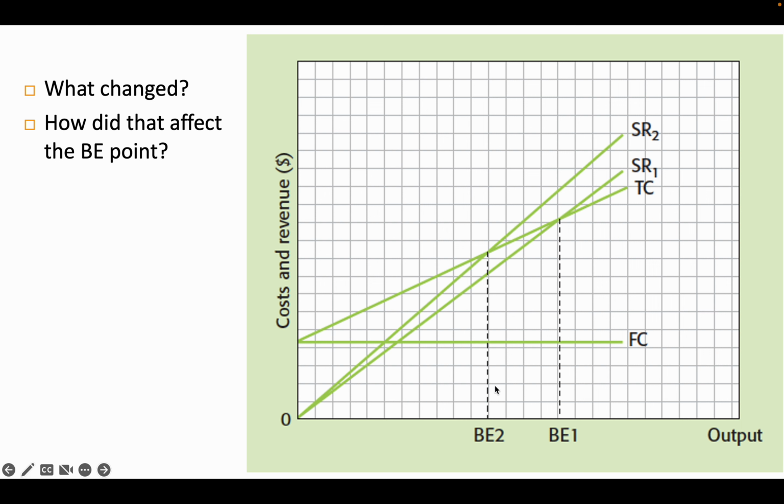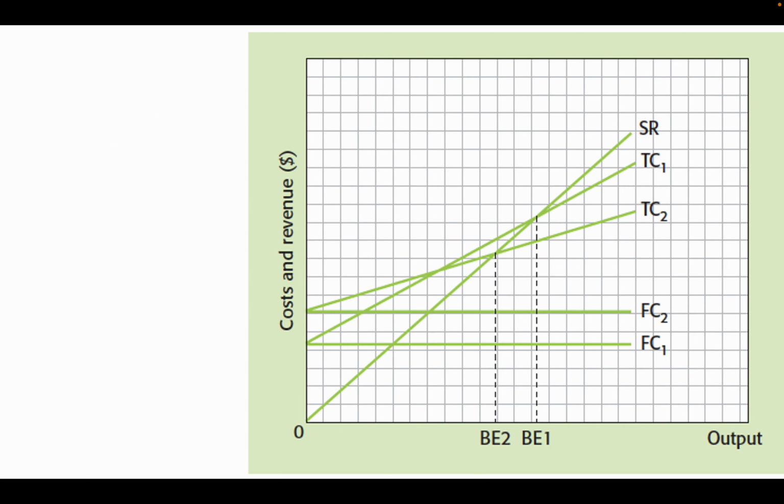So now, is that a better version? Is that better for the business, or is it worse? The fact that the break-even level of output decreased. The answer is it's better for the business, because suddenly they don't need to sell as many products in order to start earning profit. They need to sell less in order to break even. So this is what it means for the business. It's a good change. Now we're going to show a different example.